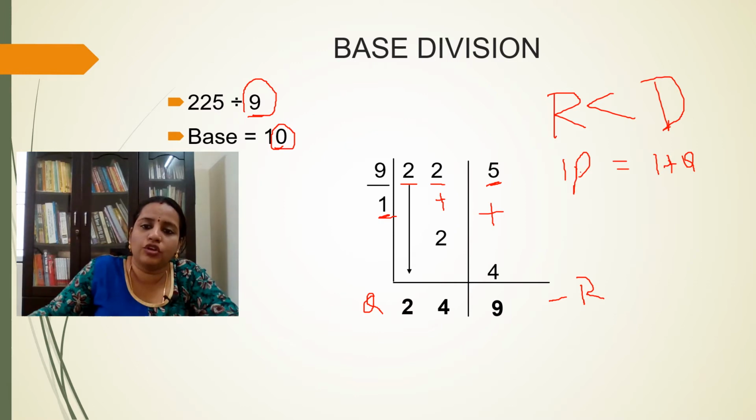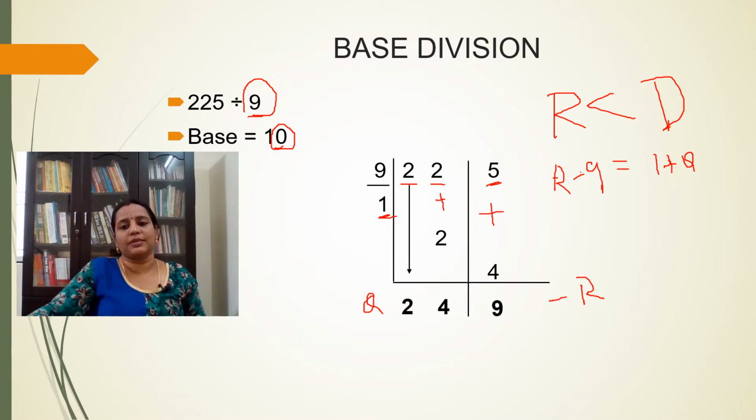Here the remainder is 9. Subtract this 9 from the remainder and add 1 to the quotient. Here I am going to subtract 9 from the remainder and add 1 to the quotient. As I'm subtracting the divisor value, I can't subtract just any value. I'm subtracting only the divisor value. As the divisor is 9, I'm subtracting 9.